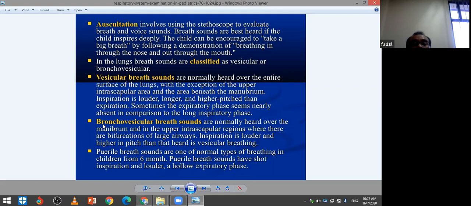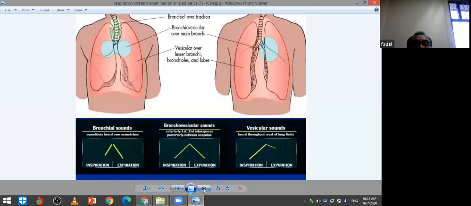Bronchovesicular breath sound is heard where there is involvement of the bronchus. You know bronchus? Large area, eh? Usually you listen at the manubrium, sternum, upper intercostal region, where the breath sound location is a large area, eh? It tells you that it is bronchial breath sound, eh? So this breath sound is a bit complicated, yeah? So you see there is a vesicular breath sound. Inspiration, expiration.